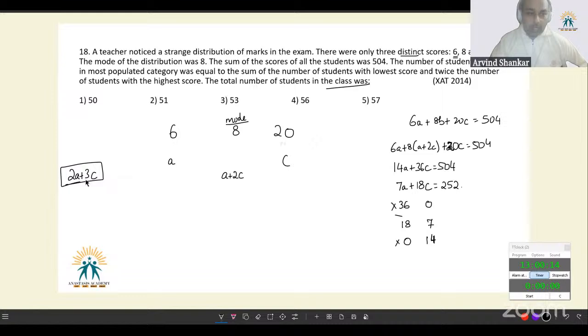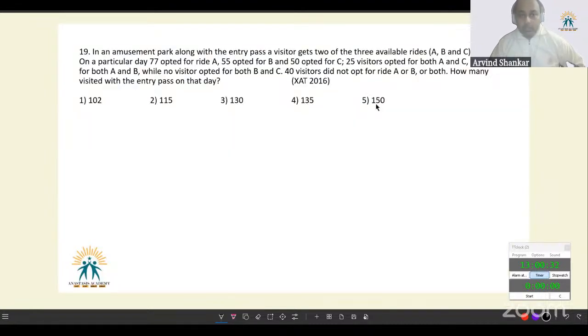So then our 2A plus 3C would be 2 into 18 plus 3 into 7, 36 plus 21. Or the total number of kids in the school, number of students in the class, will be 57, which is option 5. Okay. Next question.